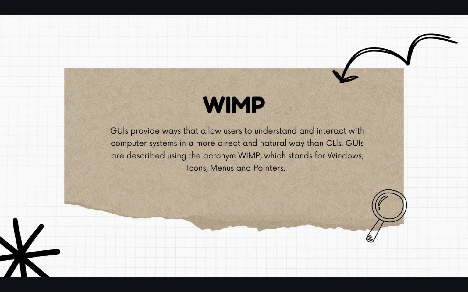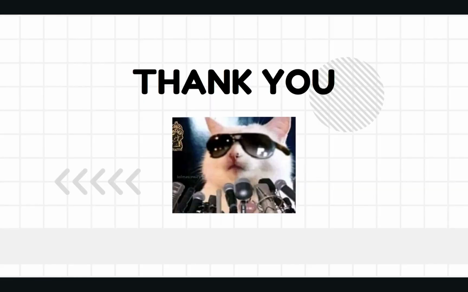And the last part of our today's lesson is the application feature called WIMP. GUIs provide ways that allow users to understand and interact with a computer system in a more direct and natural way than CLI. And GUIs are described using the acronym WIMP, which stands for Windows, Icons, Menus, and Pointers. You should learn what it stands for because it's going to be asked on your papers.